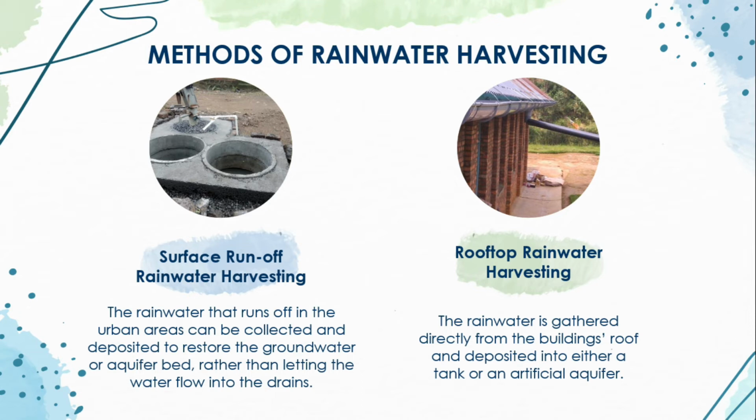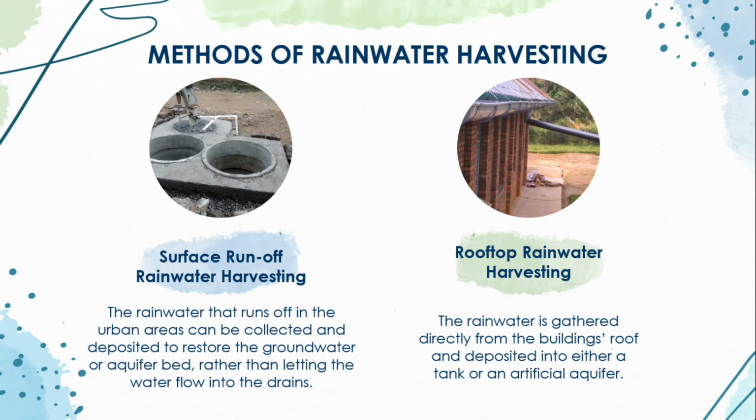Itong surface runoff rainwater harvesting, maaari tayong gumawa ng rainwater harvesting system sa mga urban places such as sa parking lots, open fields, sa mga lawns, pwede tayong mag-install doon para kumolekta ng tubig kaysa naman hayaan yung tubig na mapunta lang sa mga drainage.